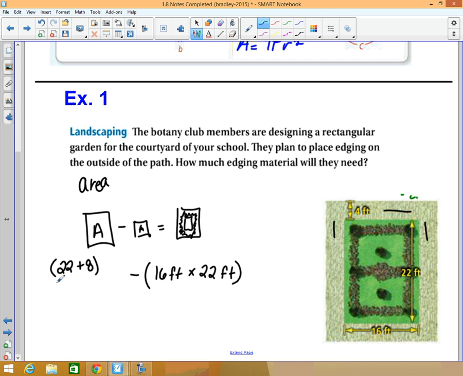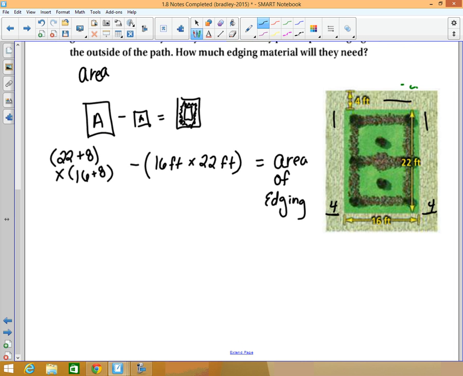And then we're going to have to multiply that times, and then this 16 will also have to get the 4 feet here and the 4 feet here. So we'll say 16 and 4 is 20, so we'll say 16 plus 8. Okay? And then that should give us the area that we're looking for, which would be the area of the edging. Okay? So let's go back and let's look and see what these numbers actually become.